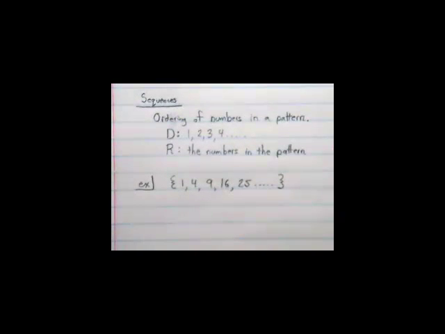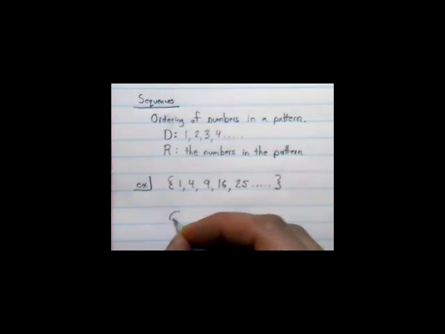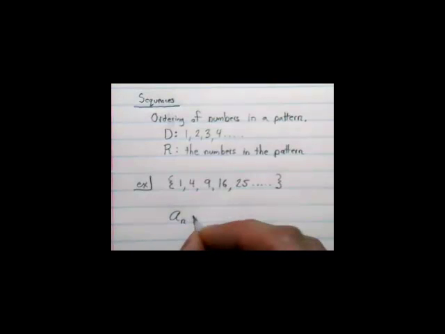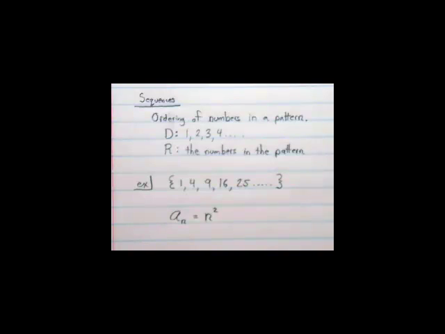So how do you come up with a sequence like that? If I plug in a 1, I want 1. If I plug in a 2, I get 4. If I plug in a 3, I get 9. What am I doing to each one of those numbers to get 1, 4, 9, 16? Squaring them, right? If I square 1, I get 1. If I square 2, I get 4. If I square 3, I get 9. So the formula for this one, okay, is read a sub n equals n squared.